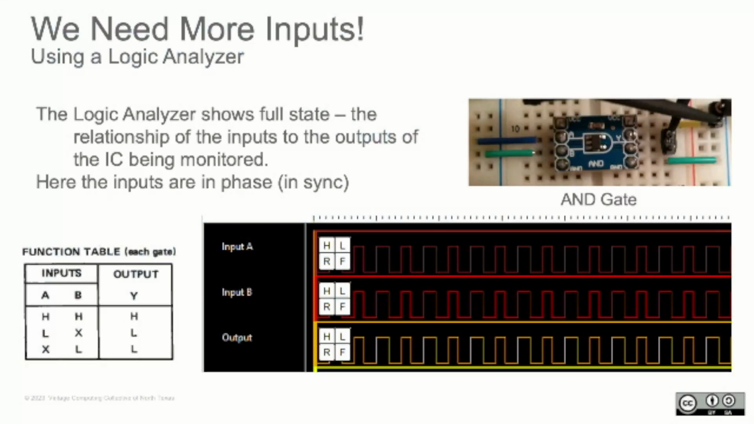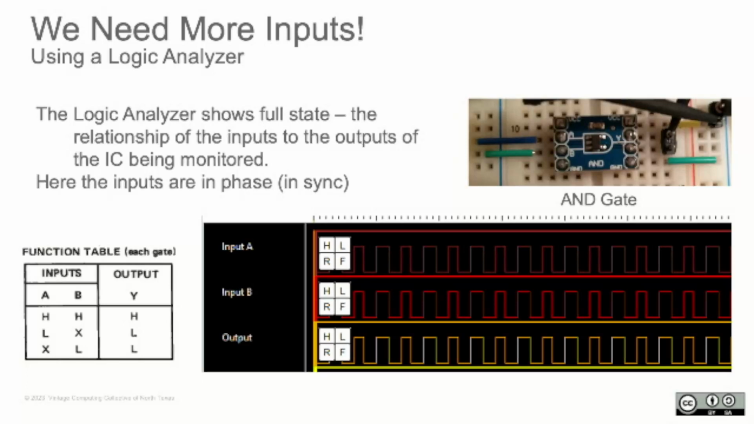Now having more inputs helps. More power. So, logic analyzer. This is an output from a logic analyzer. I bought a little 16 channel off Amazon. I think I paid $130 for it like 5 years ago. Excellent tools to have. You can buy them dirt cheap.